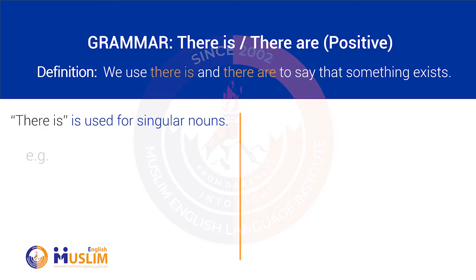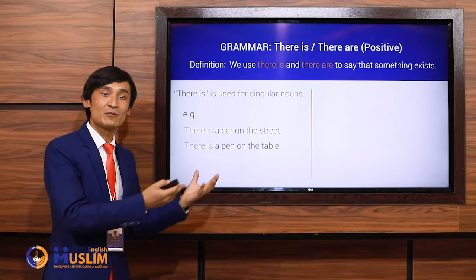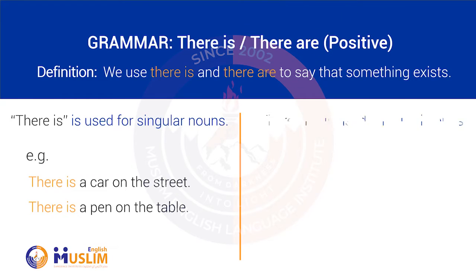For example, there is a car on the street. There is a pen on the table.